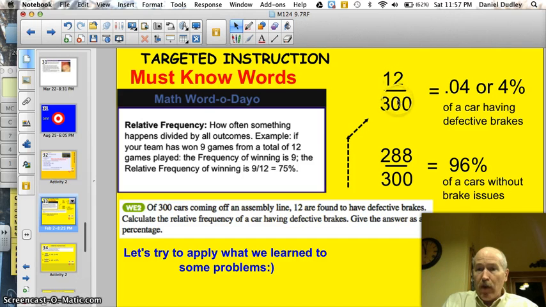So if I divide 12 divided by 300, I get 0.04. Or if I move the decimal 2 spots, 1, 2, I would have 4%. On the other hand, 288 out of 300 didn't have brake problems, right? Or 96% of them. A lot of times they'll ask for the relative frequency of both. Here's the event and then the opposite, the complementary event. All right, let's try some problems.